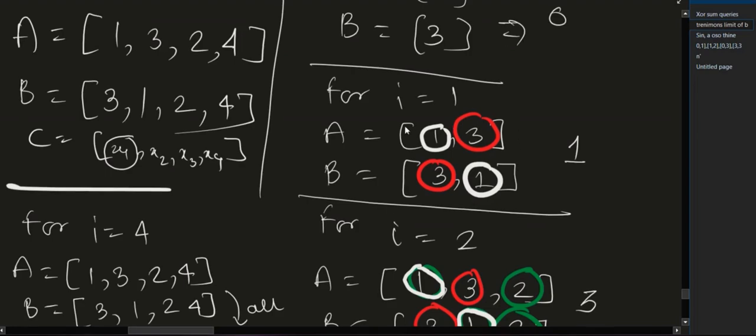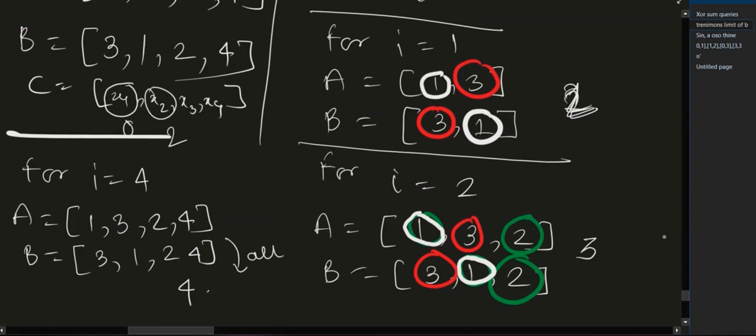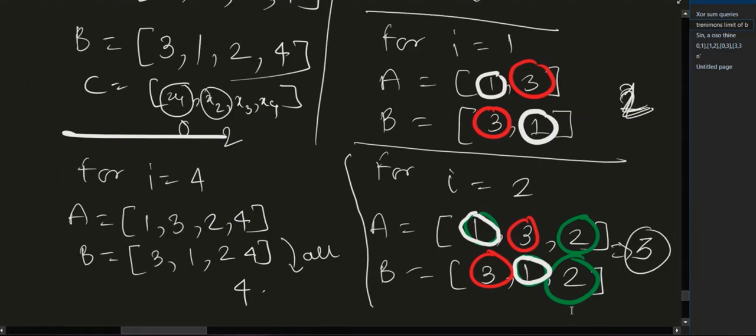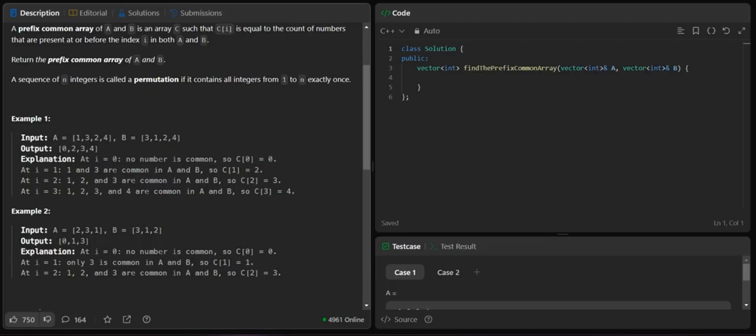For i equal to 1, A is 1, 3 and B is 3, 1. So there are 2 common elements, so x2 is 2. And for i equal to 2, we need to consider the arrays 1, 3, 2 and 3, 1, 2. There are 3 elements which are common, so the answer is 3. Similarly for 4, all are equal. So our answer would be 0, 2, 3, 4, which is given as per the question.